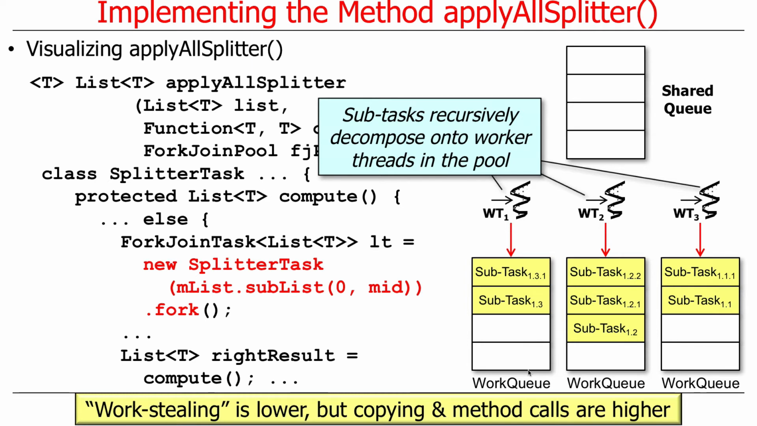However, even though there's less stealing, there's more copying, right? Because we have to copy all these sublists all over the place. And there's also more method calls because we're having to do this recursive decomposition with extra recursive calls. So the overhead is somewhat higher, but we're stealing less, right? So, is that a win? It kind of depends on a variety of things.